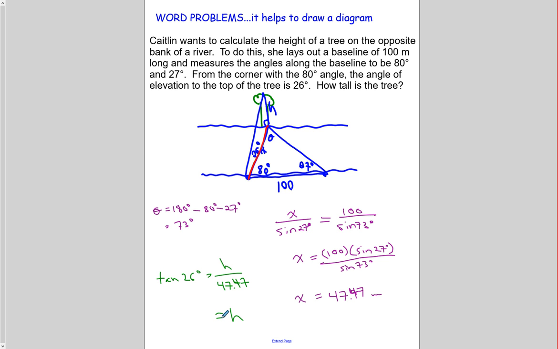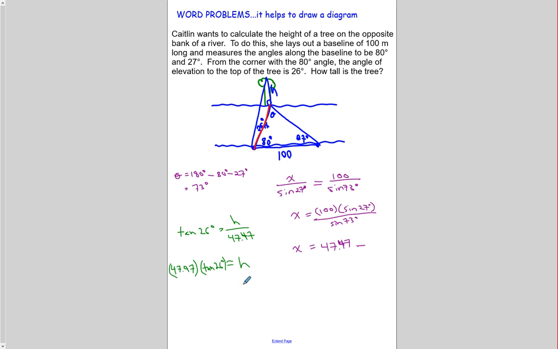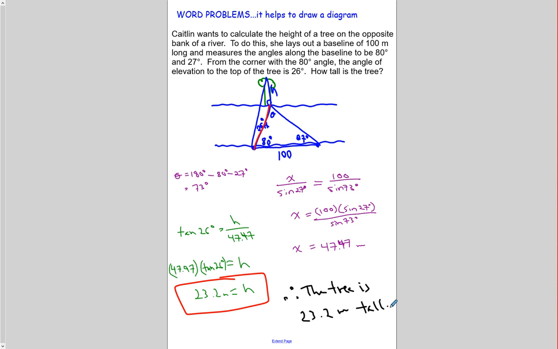So to get h by itself, I'll multiply both sides by 47.47. That's times the tan of 26 degrees. And I fire that into a calculator, and I see what I get. That's 23.2 meters. It's always nice to put a red box around my final answer. That makes it super clear. And I'll do a little therefore statement because it's a word problem. I'll say therefore the tree is 23.2 meters tall to show I understand the context.